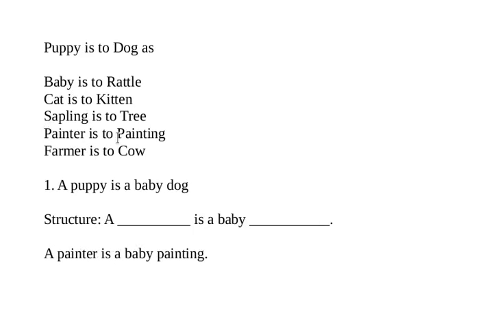Let's do the next one. Painter is to painting. We put the first word in the first blank, the second word in the second blank. We get a painter is a baby painting. That doesn't make any sense. That's totally wrong. So we know that one's wrong. And let's do the last one. Farmer is to cow. A farmer is a baby cow. No, it's not. A farmer's not a baby cow. That's crazy. So that one's also wrong.